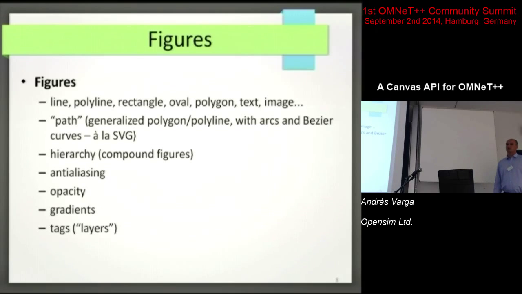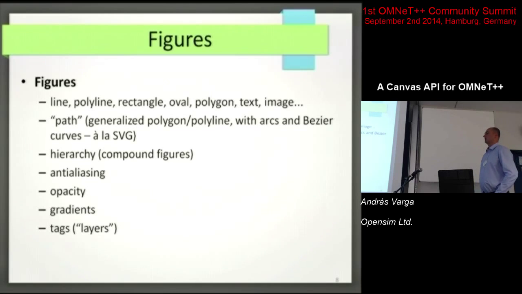That's an interesting thing. The name comes from SVG. It's actually an arbitrary line which can consist of straight line segments and arcs and different Bezier curves, and it can be either filled or not. So it basically allows one to draw any arbitrary closed figure. Okay, figures can be organized into a hierarchy. That means you can form compound figures which move together.